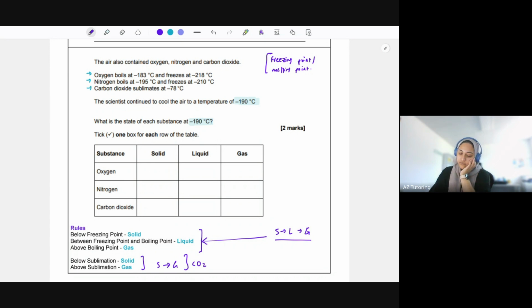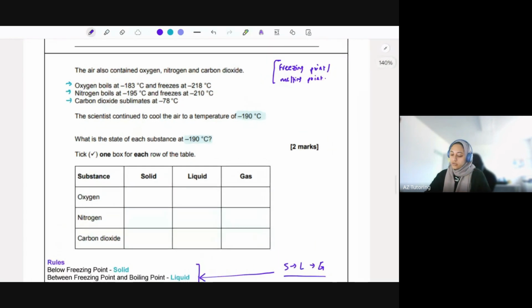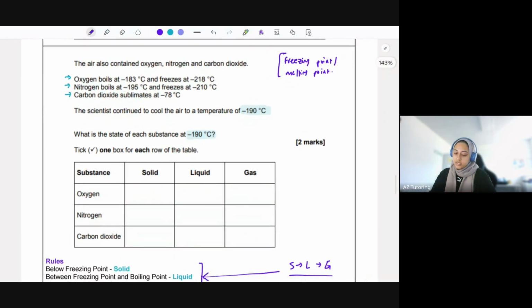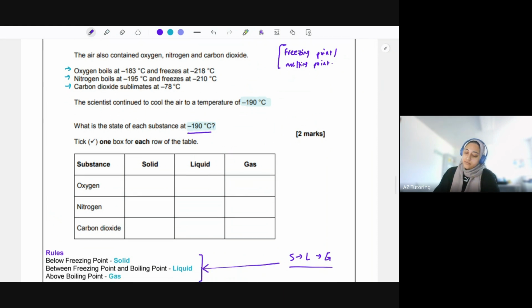Okay, let's look at oxygen first. So we're at minus 190. A lot of people get confused because of going backwards and forwards. But let's have a look at this. So we can see oxygen boils at minus 183, which is higher than minus 190. And it freezes at minus 218. So because it's not low, minus 190, it's not gone below the freezing point yet, it's a liquid.